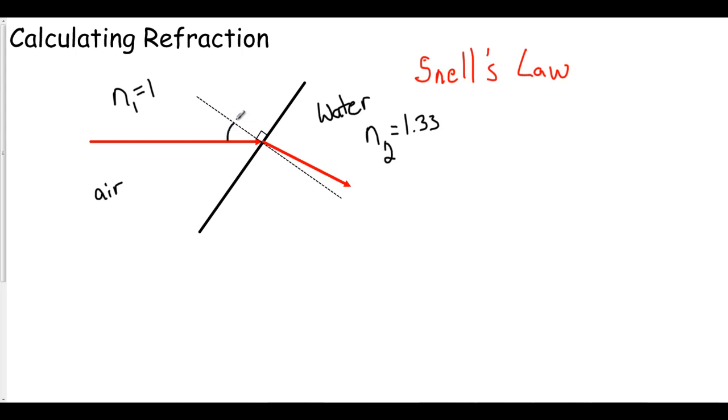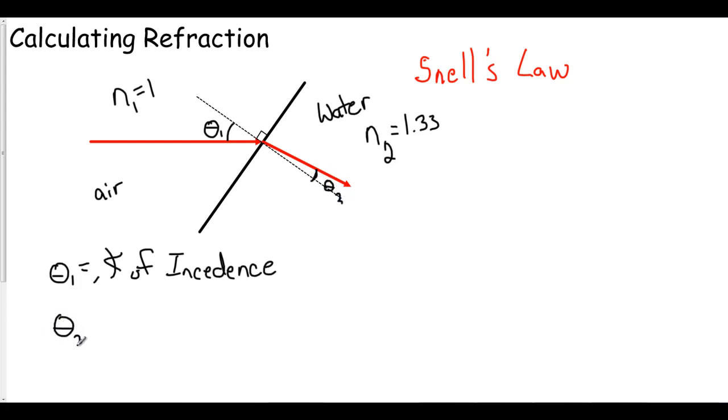And so we have this angle right here, which we are going to call the angle of incidence. So we'll call this theta 1, and theta 1 equals the angle of incidence. Okay. Now, this angle from the normal, or from the perpendicular line, we're going to label theta sub 2. Now, theta sub 2 equals the angle of refraction. Okay, so we have an angle of incidence and an angle of refraction, and they're measured from the normal line.